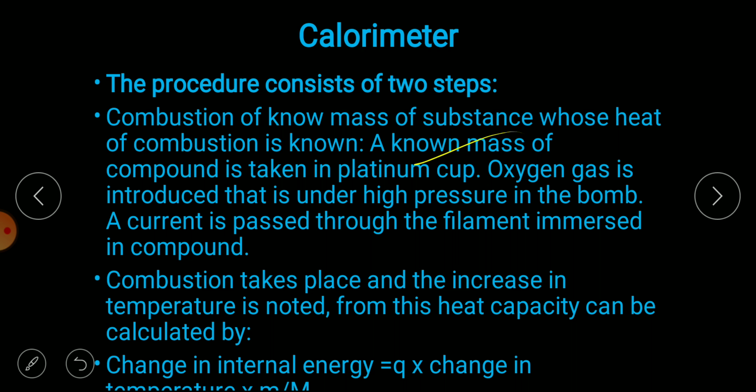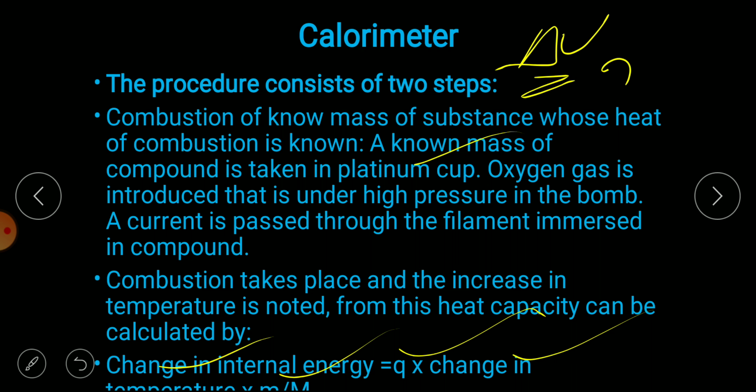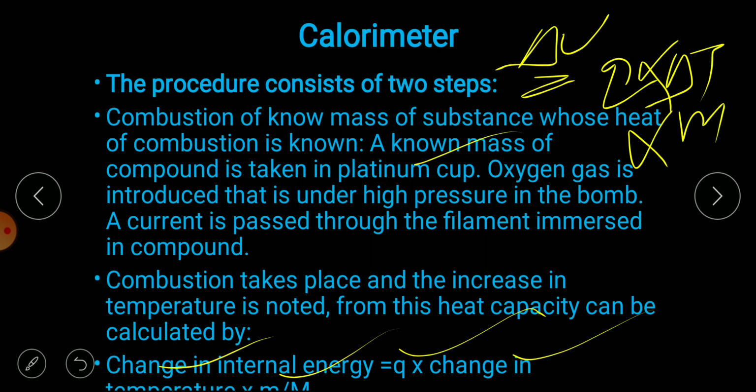Now combustion has happened and the temperature has changed. We have to measure that temperature change, and we can do that using the heat capacity formula. The change in internal energy is heat capacity into change in temperature into the mass of substance taken, divided by molar mass. So the formula for internal energy change delta U is Q into delta T, that is temperature change, into mass taken divided by molar mass. This is the formula used for calculation of heat changes in a calorimeter.